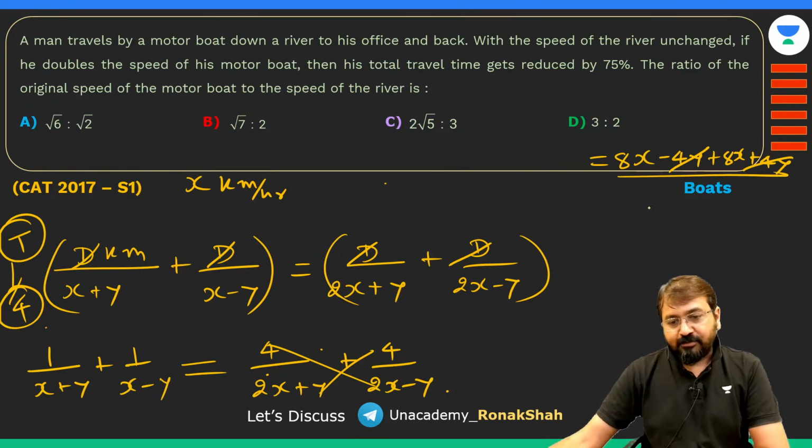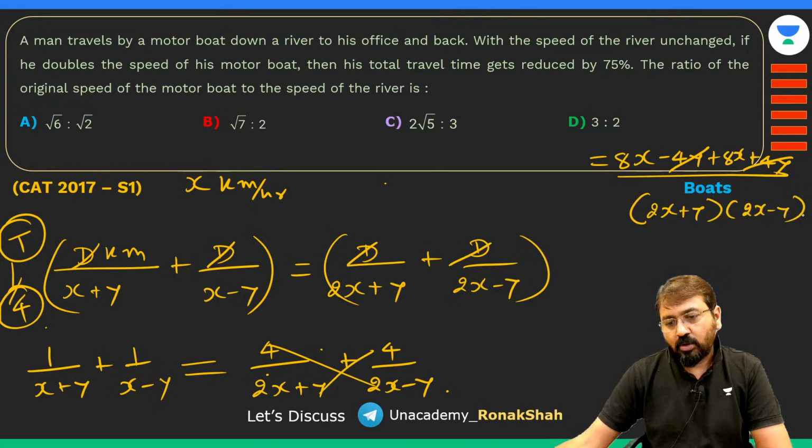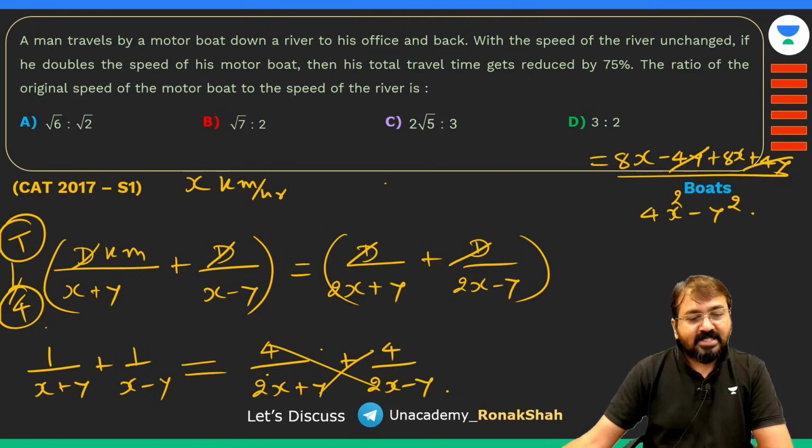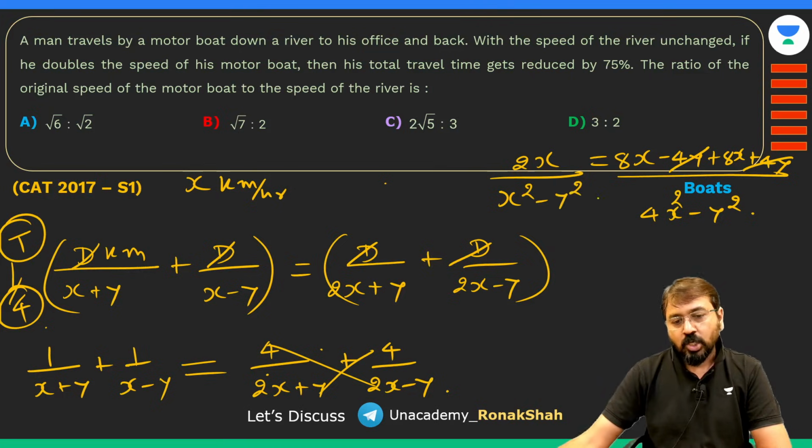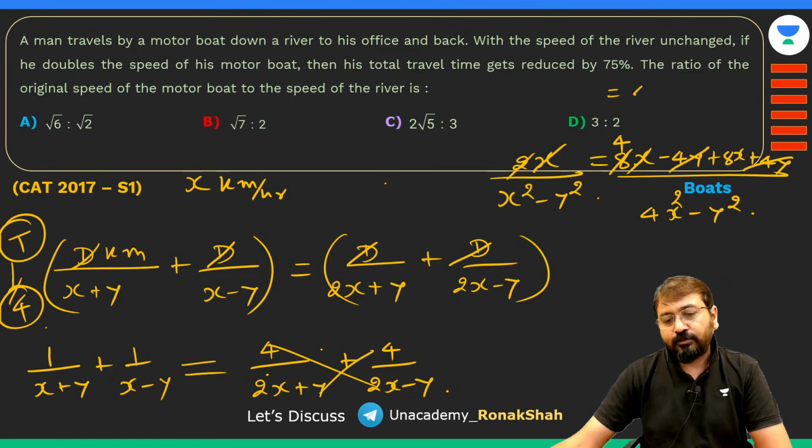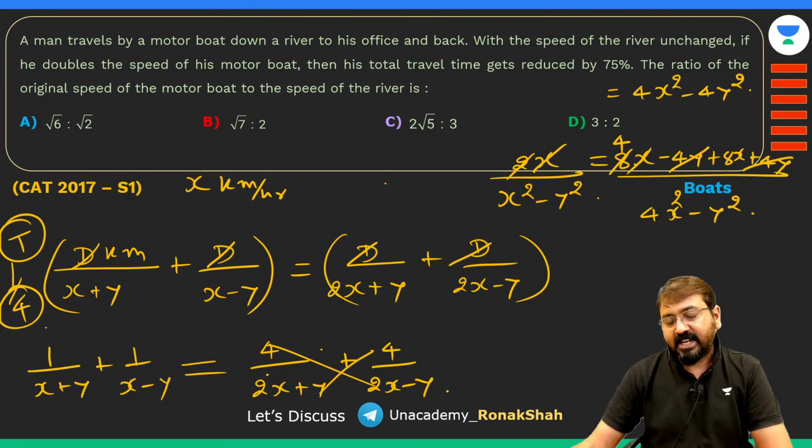Okay, I forgot to write the denominator. The denominator will be 2x plus y into 2x minus y, right? So I can straight away write this as 4x square minus y square. On the left hand side, I'll get 2x divided by x square minus y square. So this x will get cancelled off. In fact, this will also become 4. So just cross multiply. You will get 4x square minus 4y square, and on the left hand side this will come out.